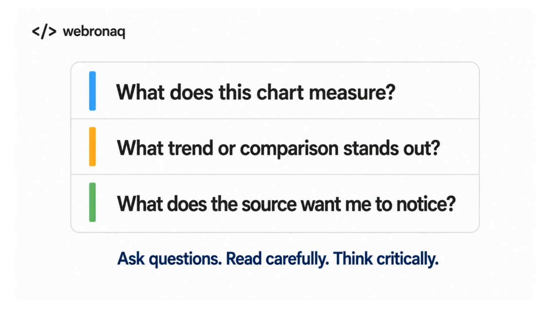The key takeaway is simple. Ask questions, read carefully, and think critically. A chart is an argument made with data. Your job is to understand that argument.